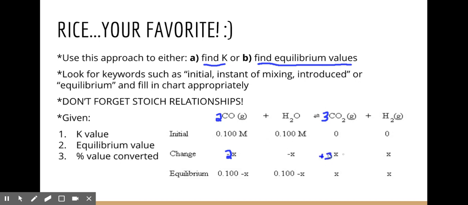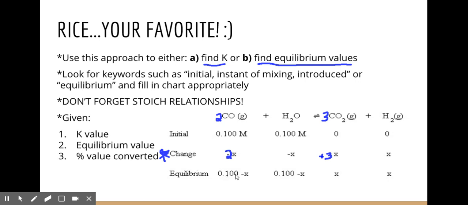So make sure you apply the stoichiometry relationships down in this C line. That's very important. It will totally change your answer if you don't do that. Now, when you are working ICE charts, you are given one of these pieces of information. A, you're given a K value.